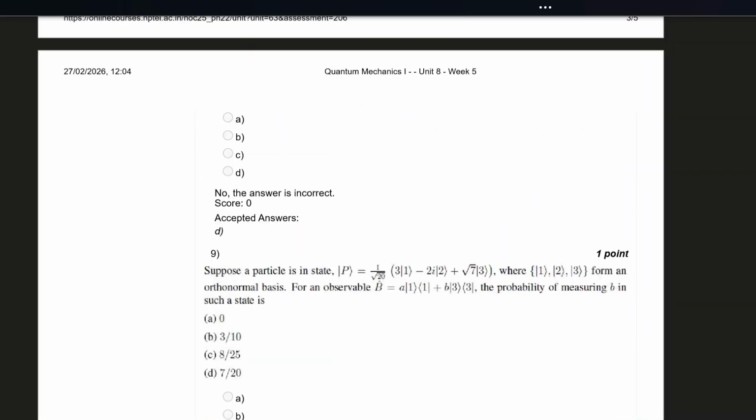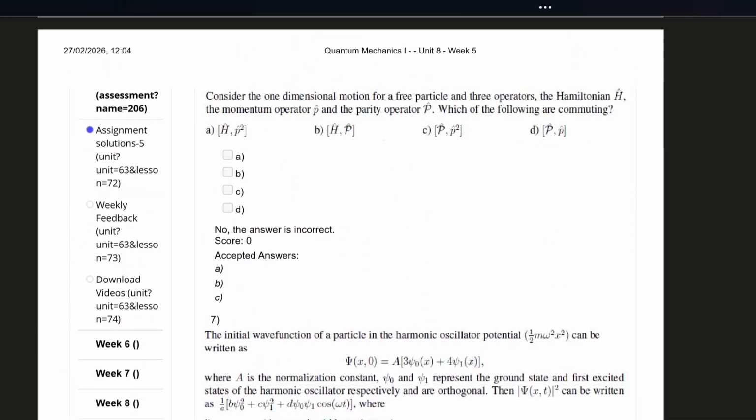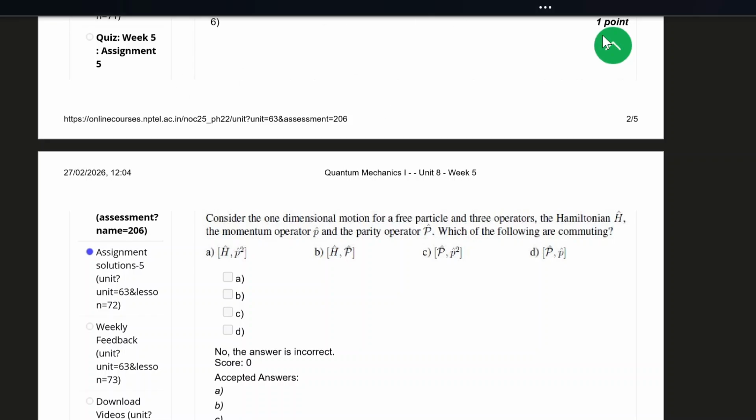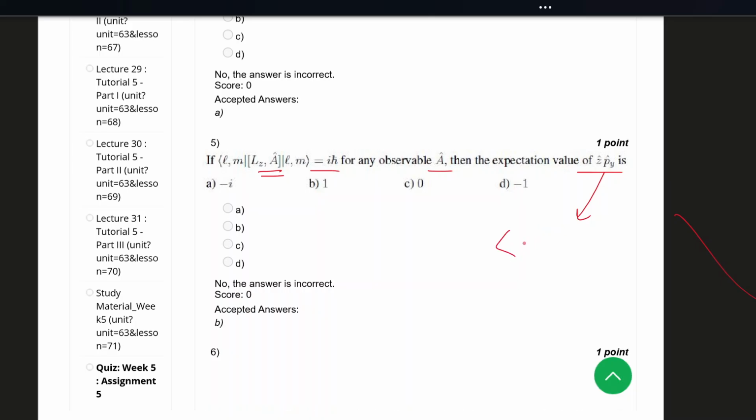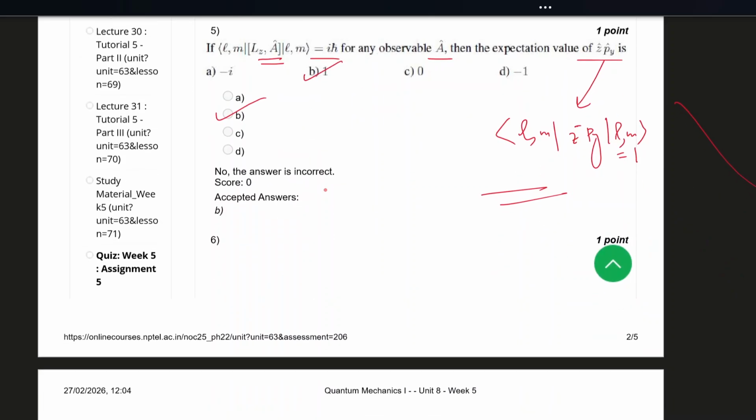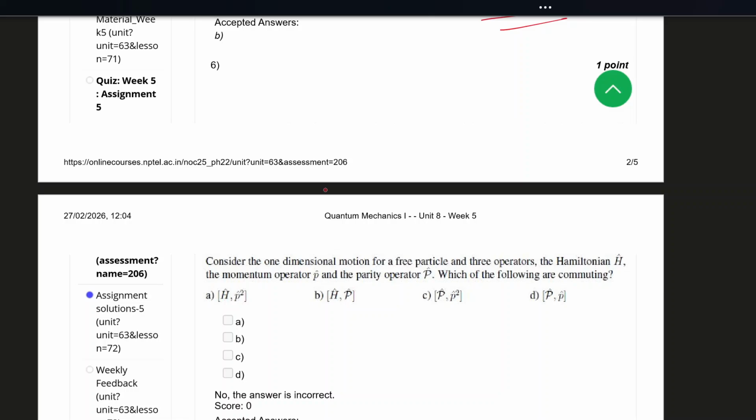So let us go back and check that the expectation value of an operator is being sandwiched between the states that it has come from. So this is Lm, and we are satisfying this from here, so the expectation value is plus 1, that means B. Okay, right.